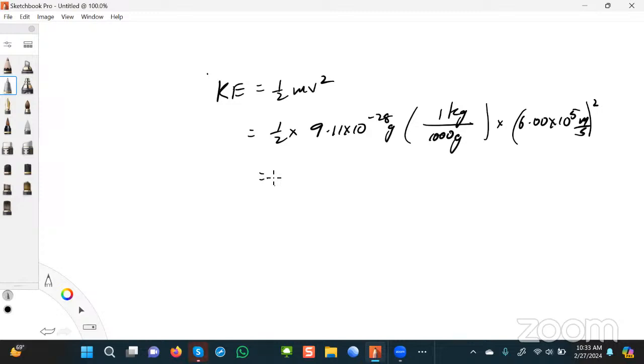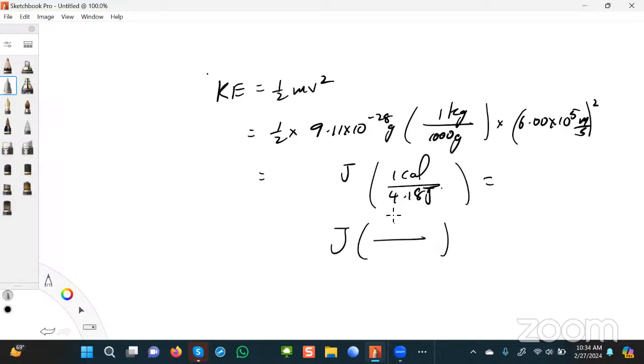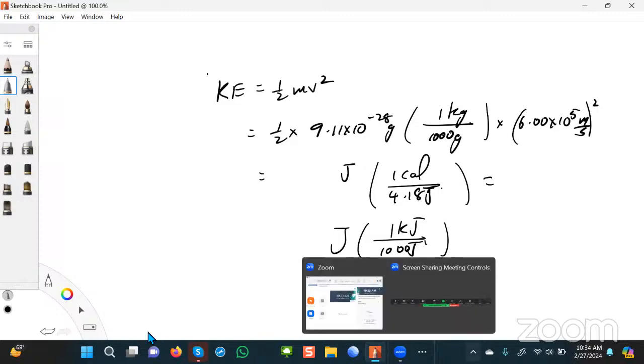And then once you get the value here, this value is going to be in joules. Once you get the value in joules, for the calories you would have to multiply that value by 1 calorie is equal to 4.18 joules. And that's it. And then to convert to kilojoules, you just multiply by 1 kilojoule over 1,000 joules. And that's it. All right. Okay, let me go back to the PowerPoint here.